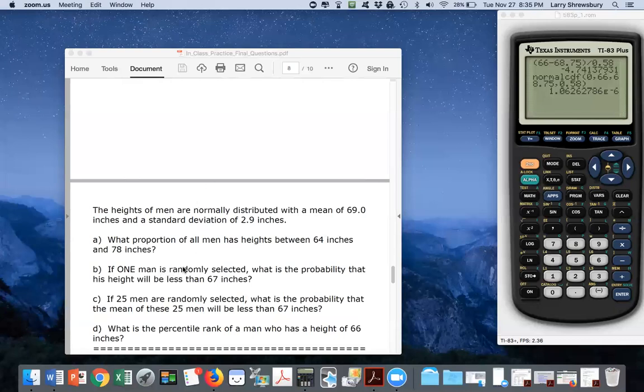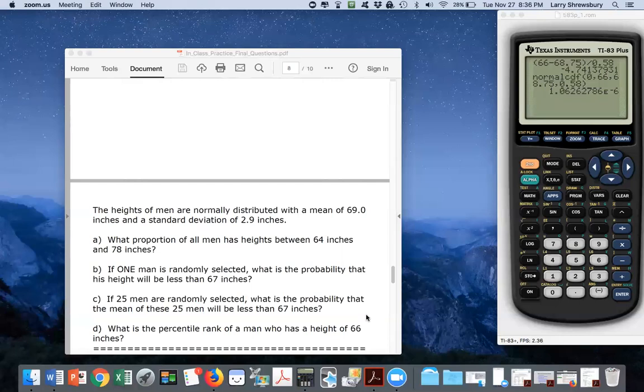Now, if 1 is randomly selected, what's the probability that 1 randomly selected is in an interval? Well, if it's 1 randomly selected, it's a population distribution problem. Well, what if 25 are randomly selected? Well, if more than 1 is randomly selected, it's a sampling distribution for the sample mean problem, like what we were working with earlier. What is the percentile rank of a data value? Well, remember, percentile rank tells you the proportion of the population that is less than that data value. Well, you're talking about a proportion of the population. It's a population distribution problem.